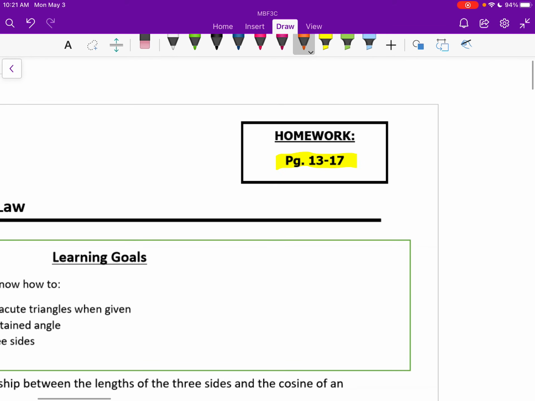Try doing the practice problems. This is a little bit more complicated than sine law, so it will take a little bit of practice, but it'll really help if you have the practice problems in the textbook or the workbook that we're using. Try doing pages 13 and 17, and those are really good to help you understand which one we're supposed to use, so between sine law and cosine law, which one should you use, and then how to use it and actually do the work. Okay?